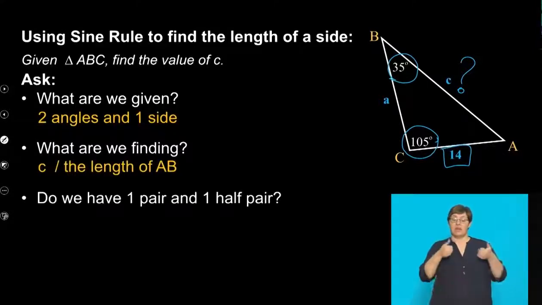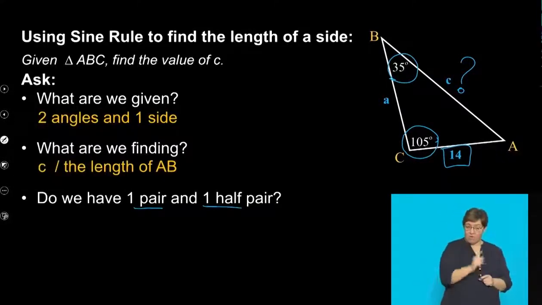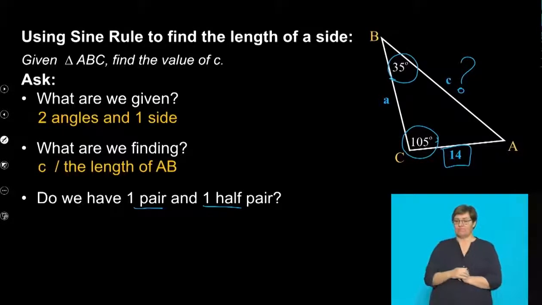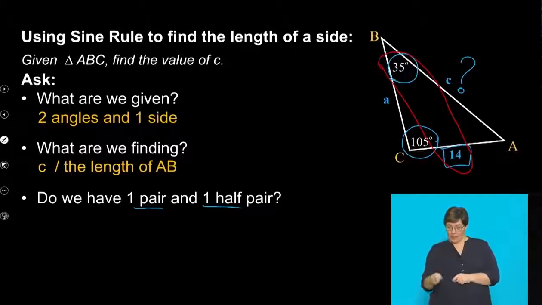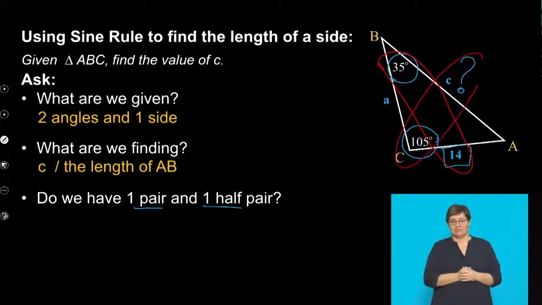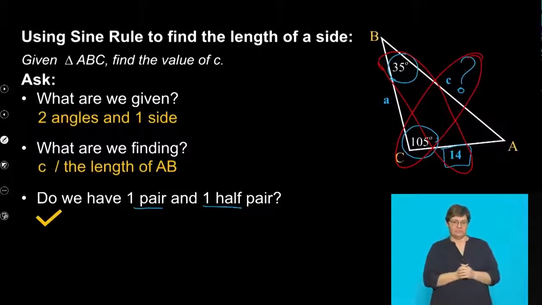The next question we need to ask, remember for sine rule, we need to have one pair and one half pair. So, we need to check, do we have one pair and one half pair? Let's go back to our diagram, and if you look clearly, here's our full pair. We've got one angle and one side, and we have a half pair containing our unknown side. So, we have this side and the angle across it. So, yes, we do have one pair and one half pair.